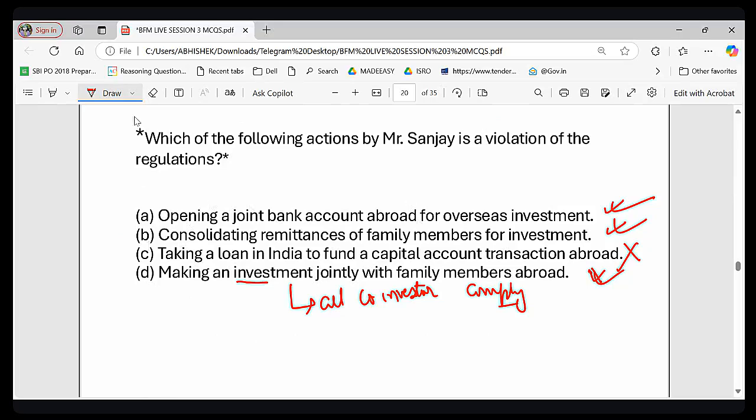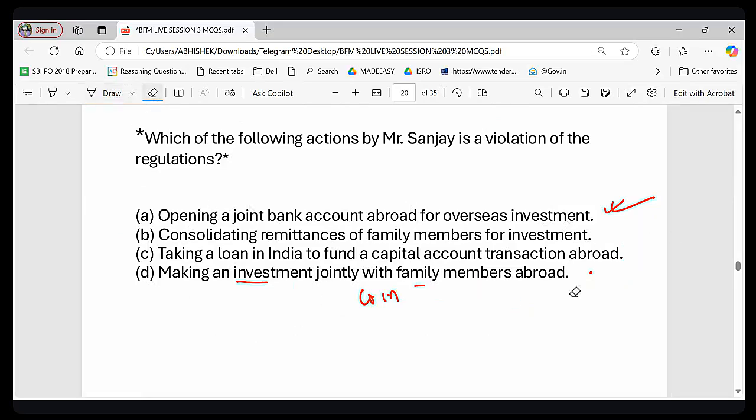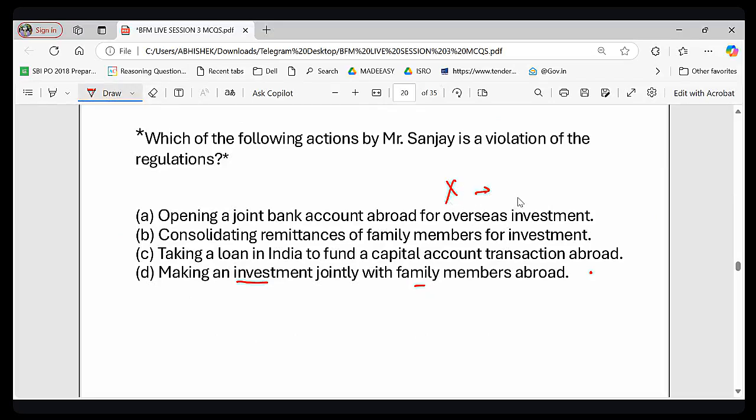Let me just summarize the fact which you have learned in this particular question. Option A is incorrect. Why? Because opening a joint bank account abroad is allowed for facilitating legitimate investment transaction. Option B is incorrect because consolidating remittance of family member is permitted if all members are co-owner or co-partner. Option C is correct because loan from India cannot be used for capital account transaction such as overseas investment. Option D is incorrect because investing jointly with family member abroad is allowed if all parties comply with the rule. The question is regarding the violation. That is why option C is correct.